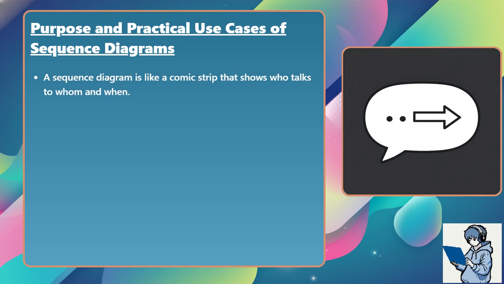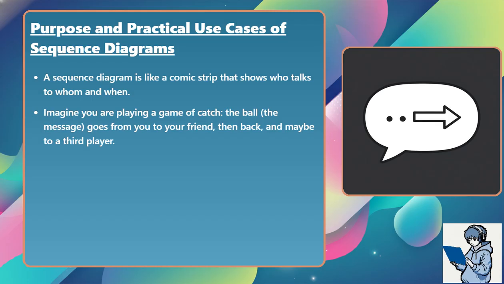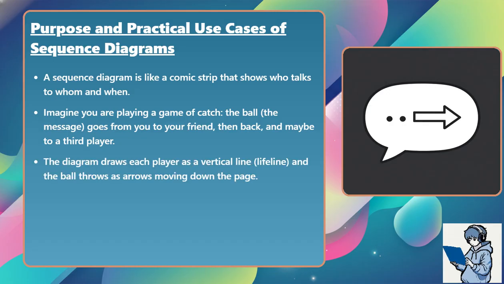A sequence diagram is like a comic strip that shows who talks to whom and when. Imagine you are playing a game of catch. The ball goes from you to your friend, then back and maybe to a third player. The diagram draws each player as a vertical line, and the ball throws as arrows moving down the page.